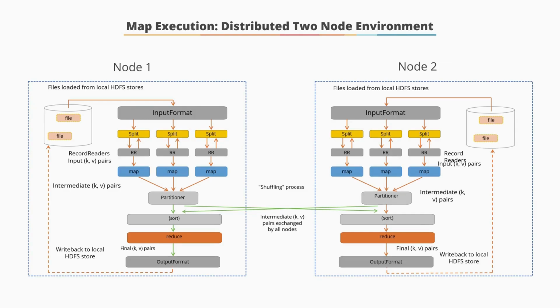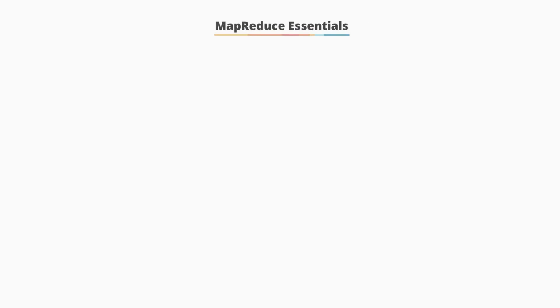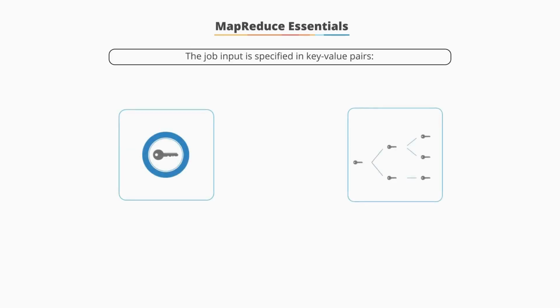In the shuffling phase, the intermediate key value pairs are exchanged by all nodes. The key value pairs are then sorted by applying the key and reduce function. Again, the output is stored in HDFS based on the specified output file format. The essentials of each MapReduce phase are shown on the screen. The job input is specified in key value pairs.